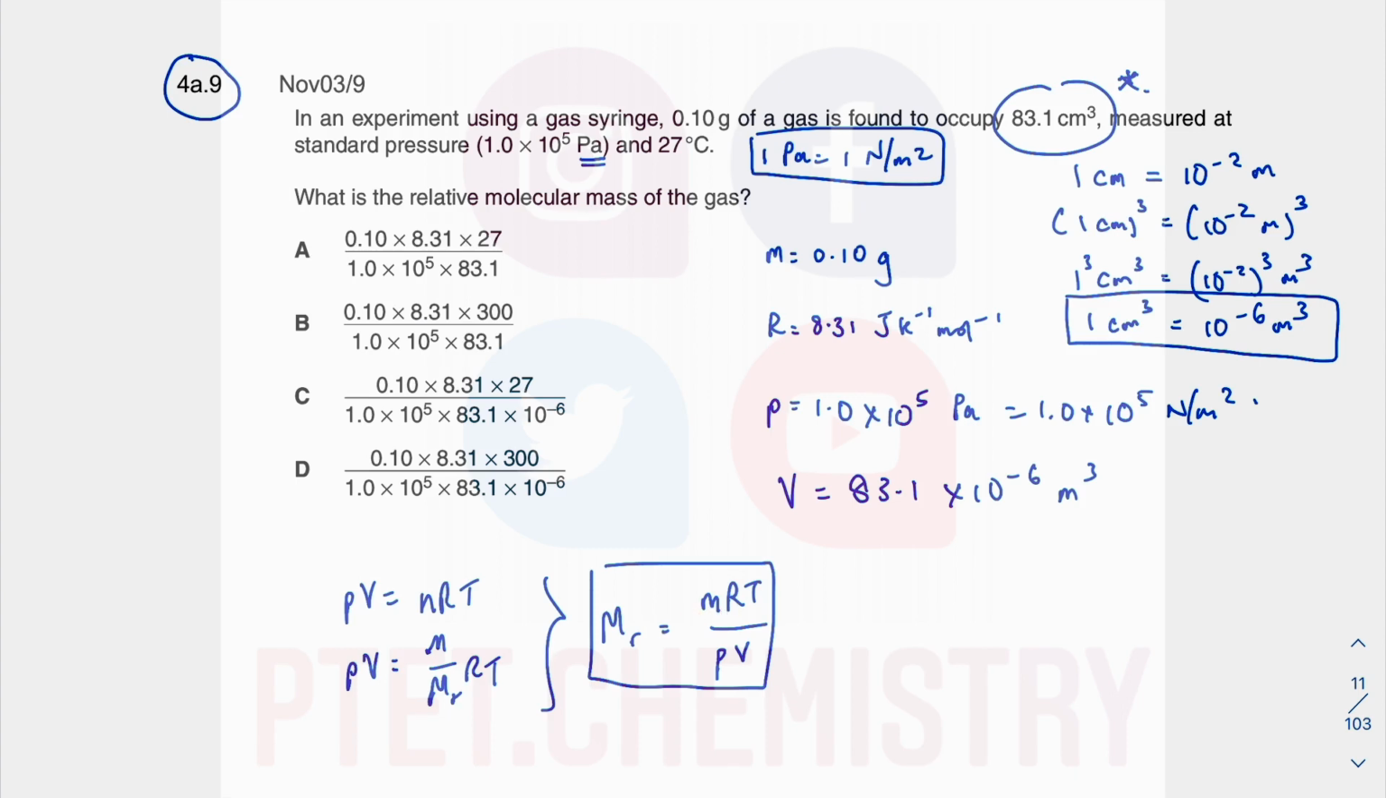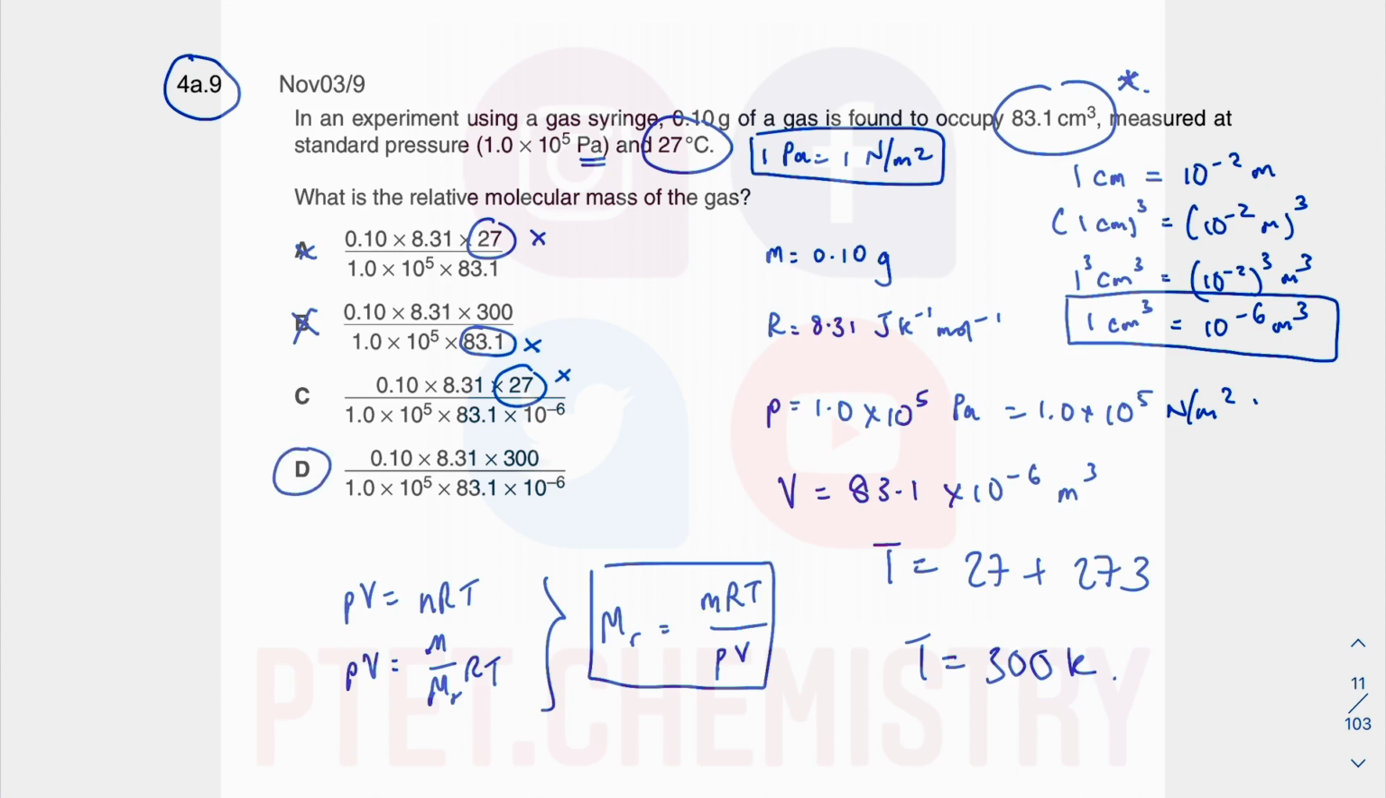Oops, I forgot there's a temperature. It's given in degrees Celsius, so you need to convert that to Kelvin. That will give you 300 Kelvin. So 27 Kelvin there is incorrect. So A is incorrect. They use 83.1 without converting it to meter cube. That's incorrect. There is 37 again, so they didn't convert that to Kelvin. That's incorrect. D has to be the only option there.